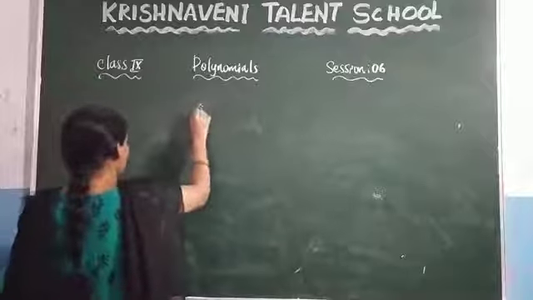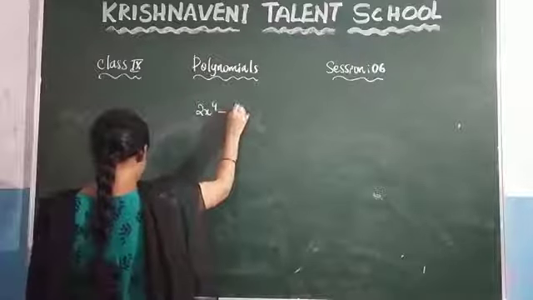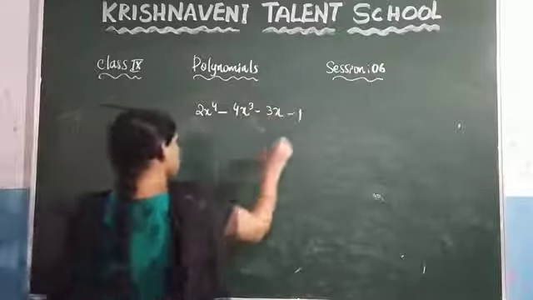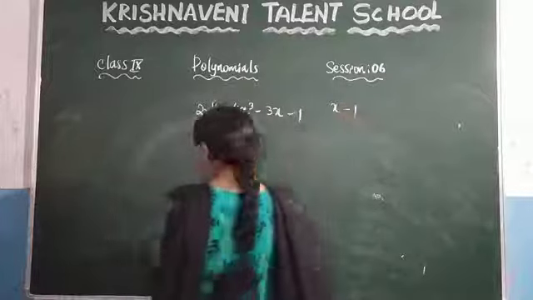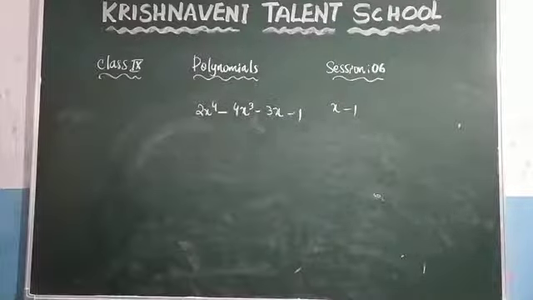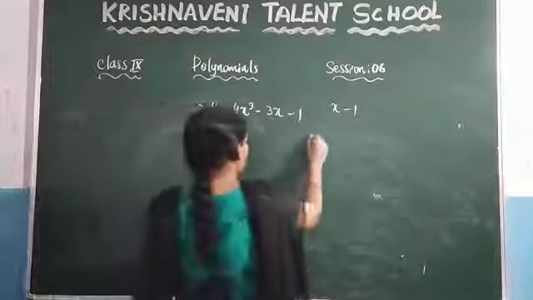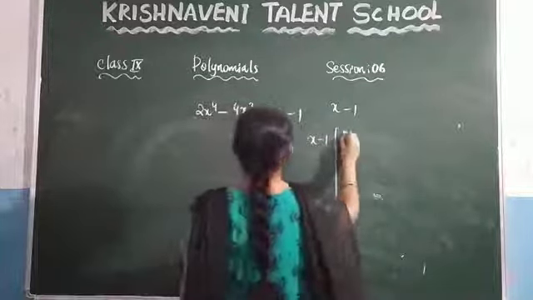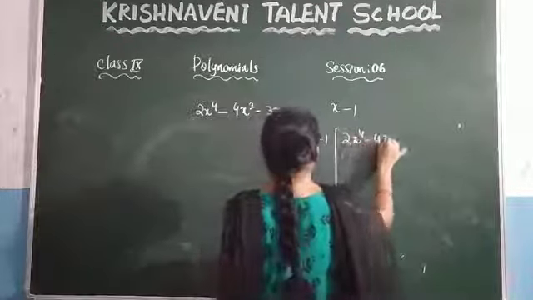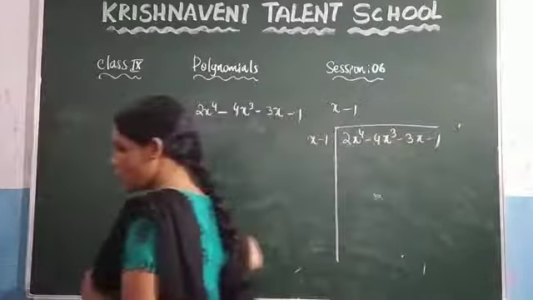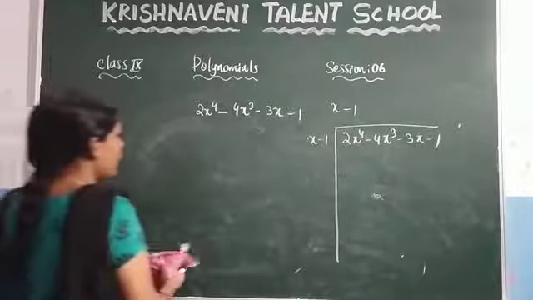Consider the polynomial 2x power 4 minus 4x cube minus 3x minus 1 with x minus 1. Suppose if you want to divide these two polynomials, how to divide these two polynomials? So write it here which polynomial we are going to divide: 2x power 4 minus 4x cube minus 3x minus 1. If you want to divide these two polynomials, so what will you get here?